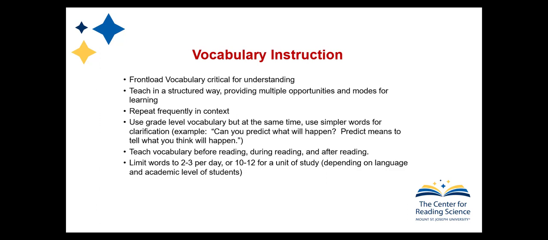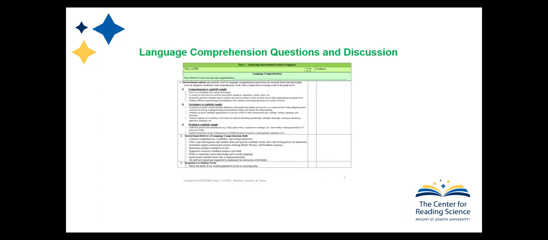So we need to provide a range of activities to allow practice across these differentiated needs. Use grade level Tier 2 vocabulary, but explain it using student-friendly definitions. Finally, limit words to 2 to 3 per day or 10 to 12 per unit of study. Think about these different components as you evaluate your Tier 1 vocabulary content and instruction on the LAPG. Now it's time to dig into your curriculum and begin evaluating the vocabulary section using the LAPG.